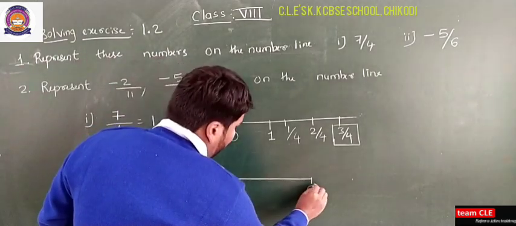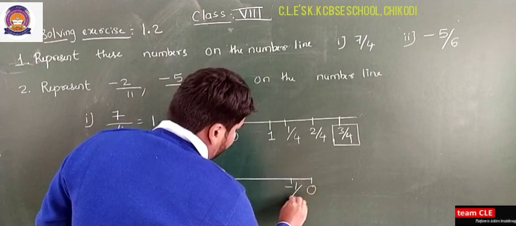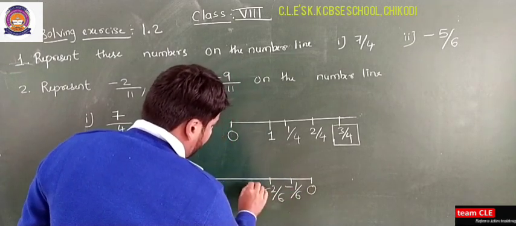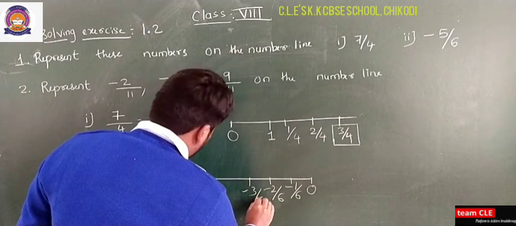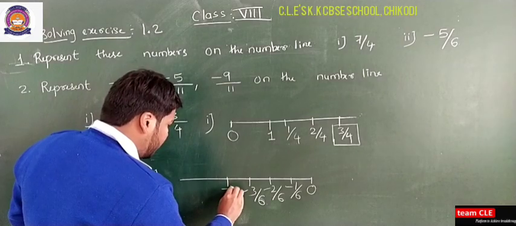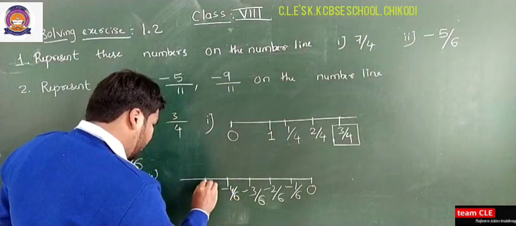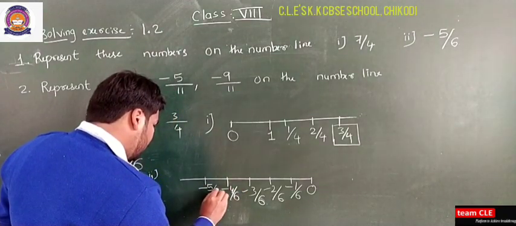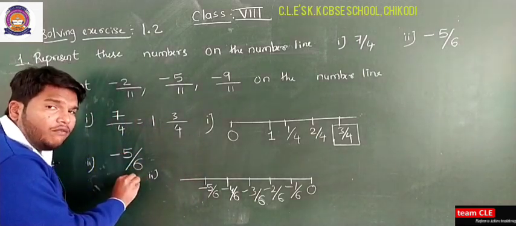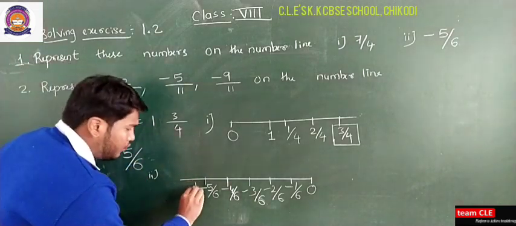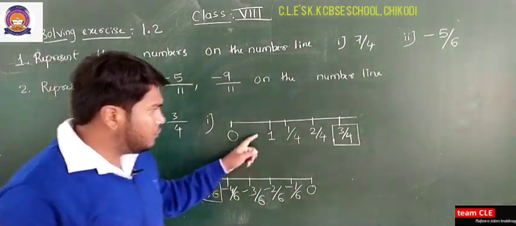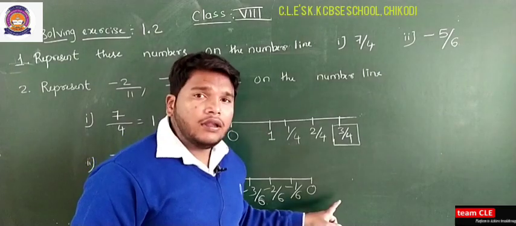So this is 0, minus 1 by 6, minus 2 by 6, minus 3 by 6, minus 4 by 6, and minus 5 by 6. Our aim is to plot minus 5 by 6 on the number line. So this is minus 5 by 6. Just go through these two examples and note them down.